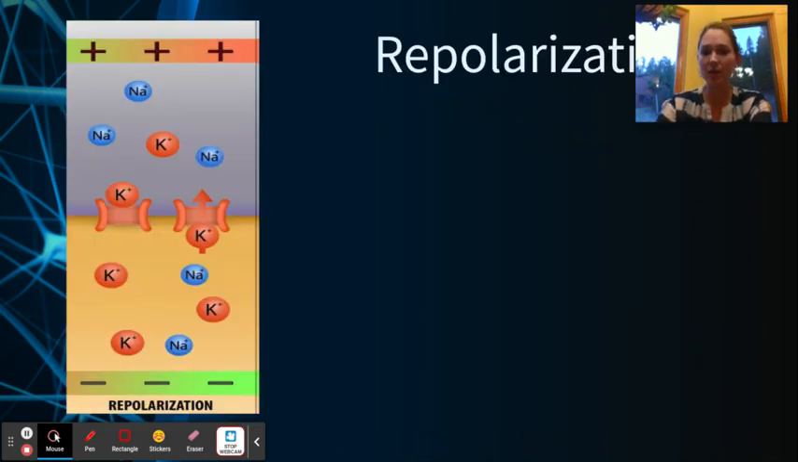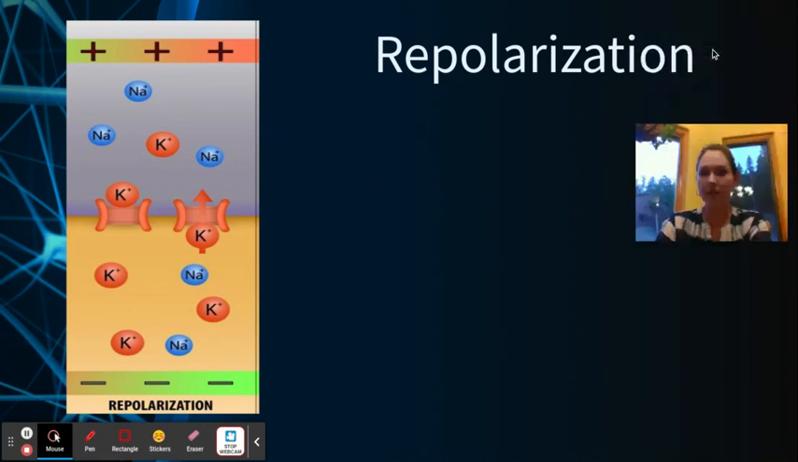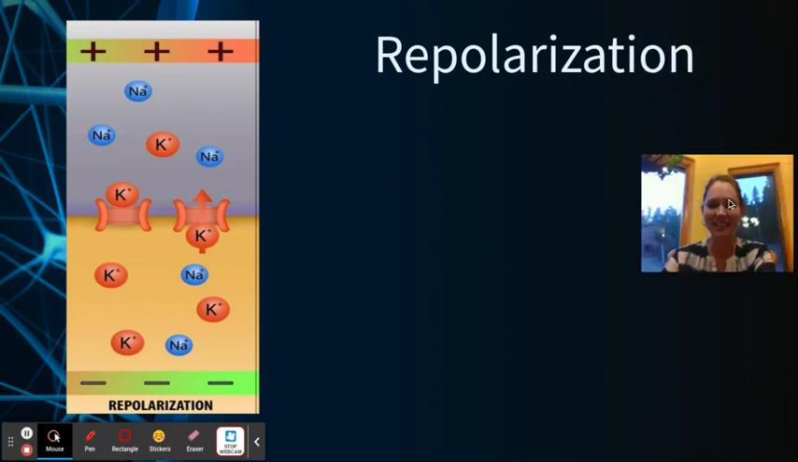The next part is called repolarization. This is after the sodium gates have opened and all the sodium has rushed in. We don't want that neuron to keep firing, we need to reestablish the resting membrane potential. The first step to reestablishing the resting membrane potential is repolarization.